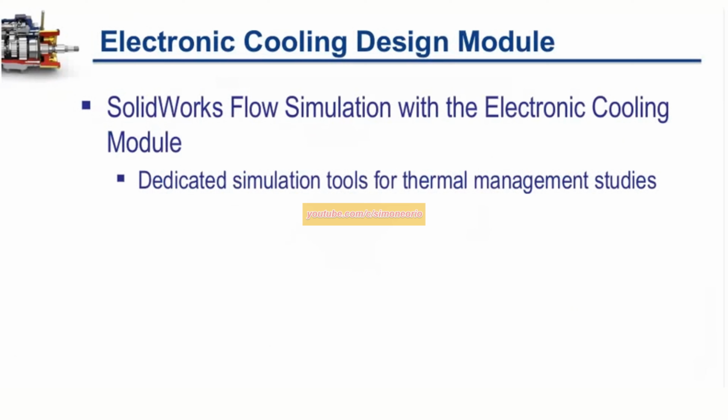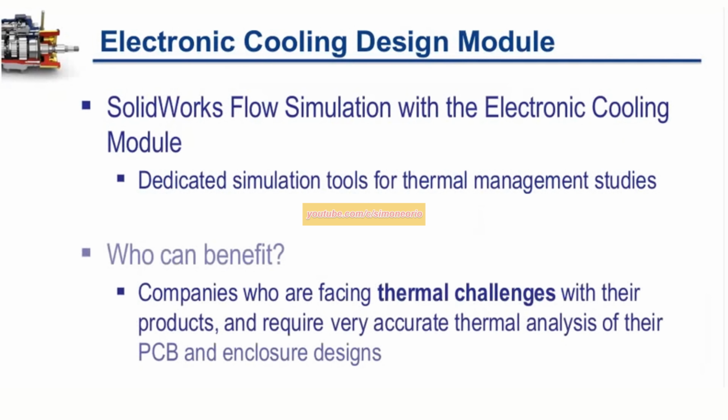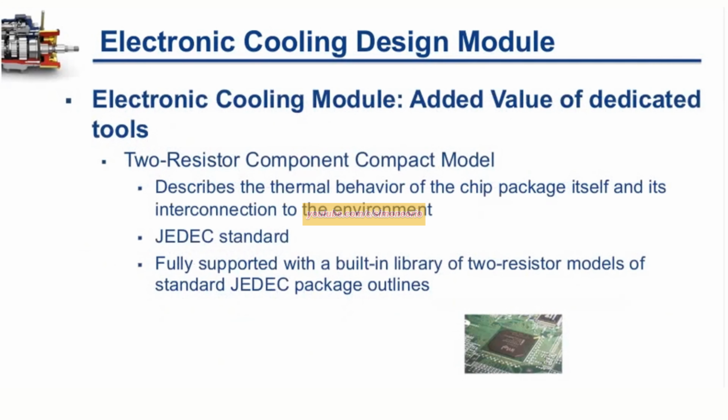And we will be using a couple items in the electronics cooling module. These are dedicated tools specifically for electronics thermal management. These include the 2-resistor compact model, so we'll see this in our study. This is where we're able to more accurately represent microchips and electrical components so that we can get better junction and case temperatures.